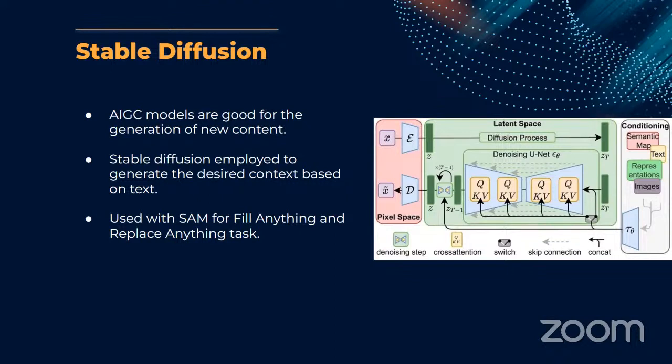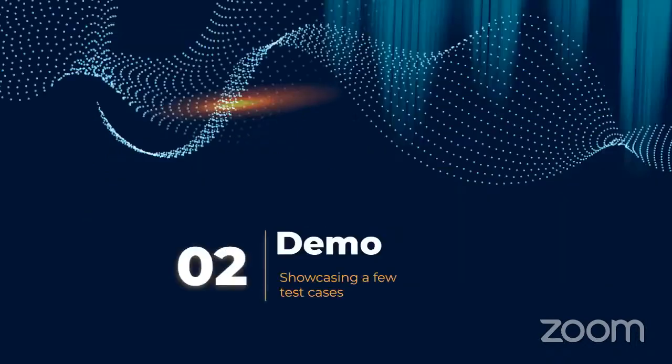For Fill Anything, as previously mentioned, it takes Remove Anything a step further, and this time it will take a text and then Stable Diffusion will fill in that hole with a new object or new content. And for Replace Anything, it will take that mask, and Stable Diffusion will again take in the text, and instead it will generate the background around the image. And now I will pass this on to my teammate Roshan.